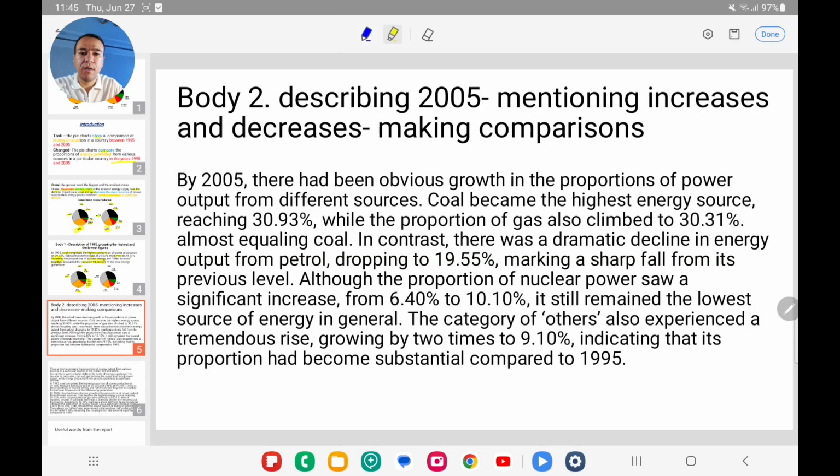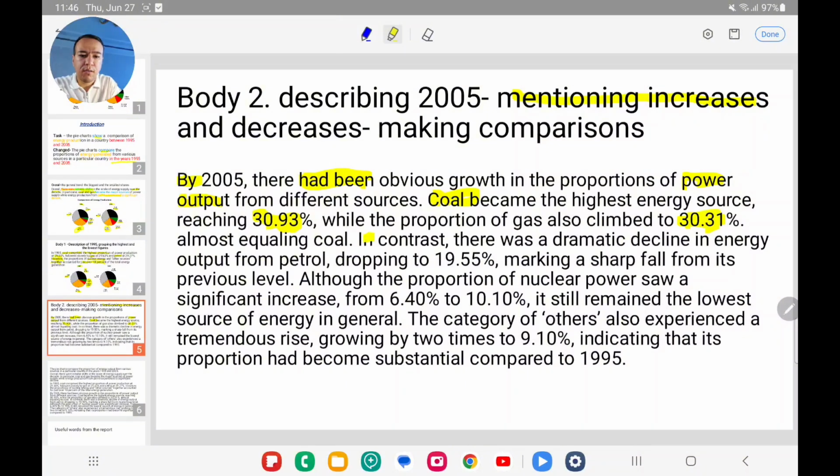Body 2, describing 2005, mentioning increases and decreases, making comparisons. Let's see. By 2005, there had been, pay attention, had been, past perfect, obvious growth in the proportions of power output. We are using different lexical resources here from different sources. Coal became the highest energy source, reaching this, while the proportion of gas also climbed to 30.31, almost equaling coal.